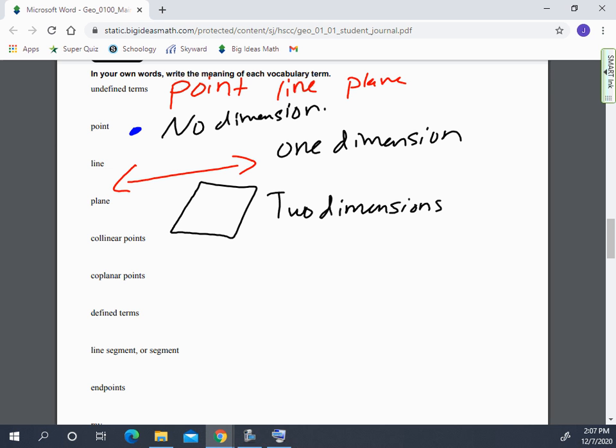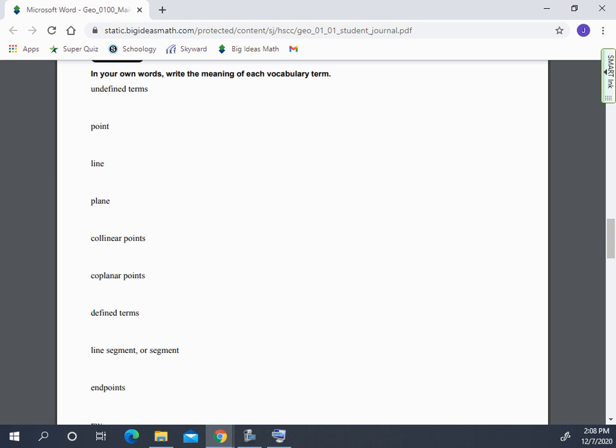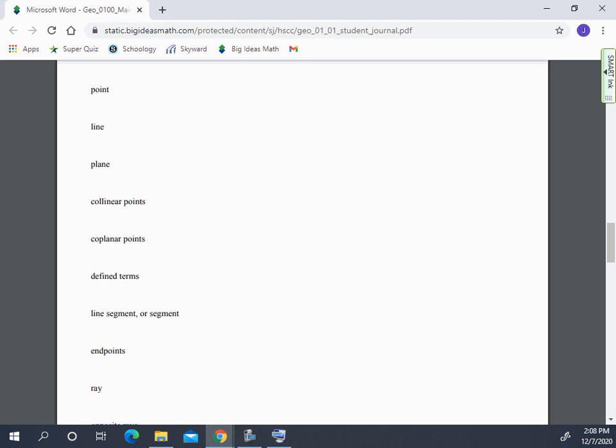Collinear points. I'm going to erase this stuff. Collinear points are points that lie on the same line. It's exactly what it sounds like. So it has to be at least 2 points, right? They lie on the same line. But it can be multiple. It can be 3 points. It can be 4. It can be 5, right?